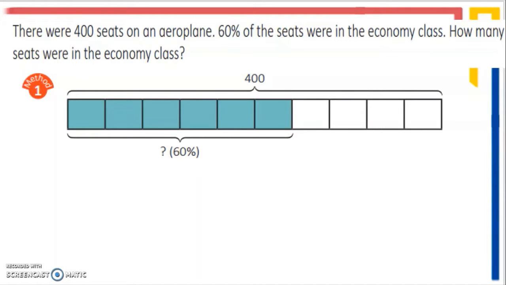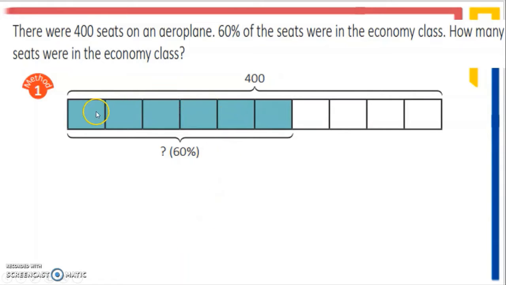So we're going to draw a model. So this model divided into 10. 10 equal parts means 100%. So this, the whole number, will be the total of this bar model. So that will be 400. And this 60%, we're going to find how many seats in this 60%. So we have shaded parts which are 6 blocks.